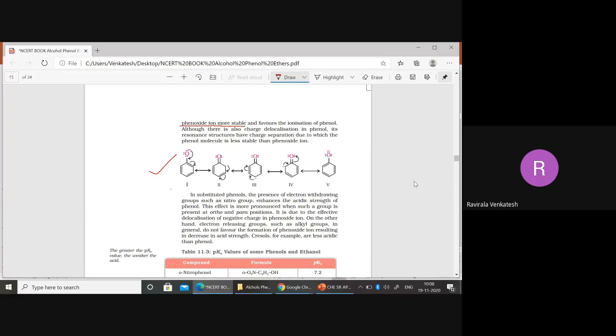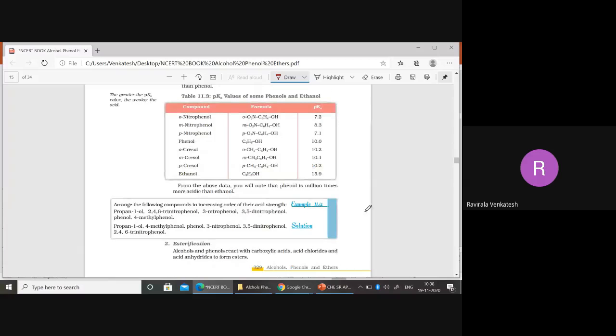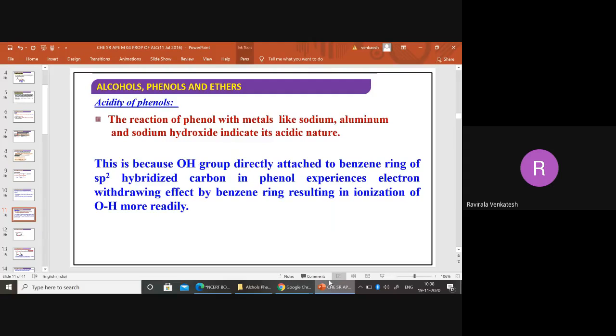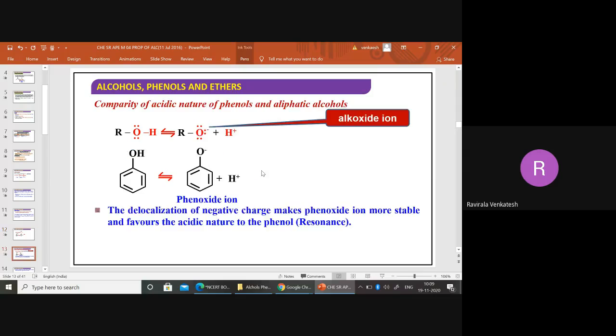Next, the acidic character of different phenols. If you observe, nitrophenol, ortho-nitro, meta-nitro, para-nitro, everything we will discuss here. The acidic character in these slides. Now observe: do you have any resonance here? No resonance here. Here resonance is possible, so there is delocalization of negative charge.